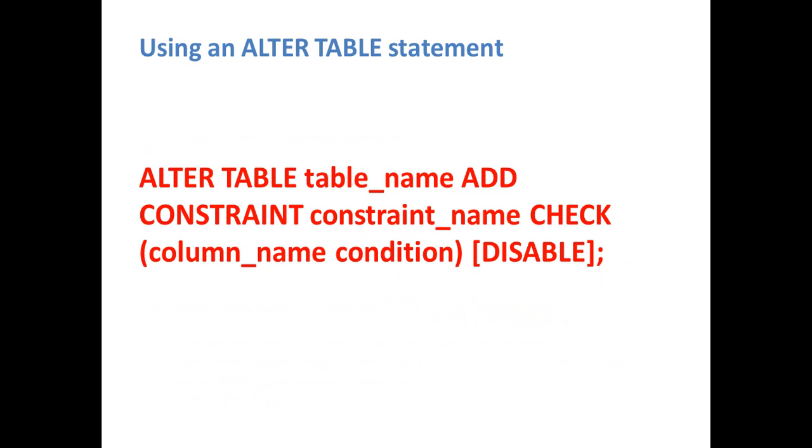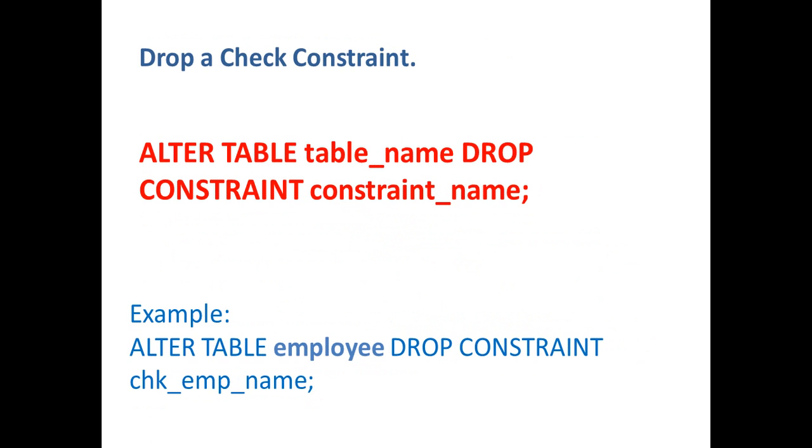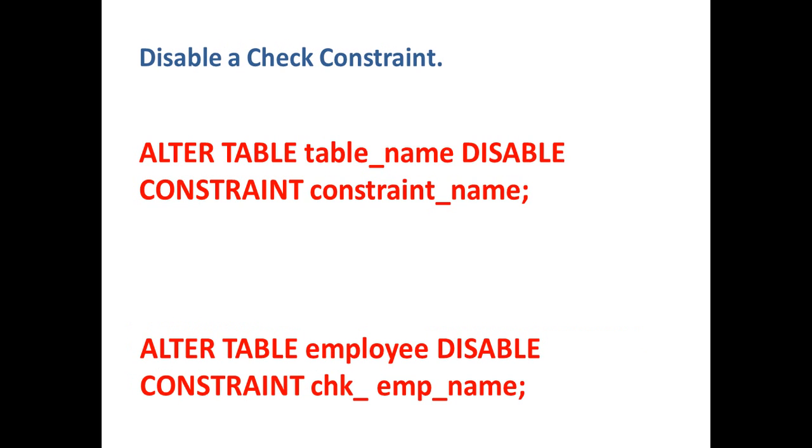And this is the alter table, adding constraint. Okay, this is an example. This is alter table, drop constraint, enabling constraint, and disabling constraint. So this is all about check constraint in Oracle.